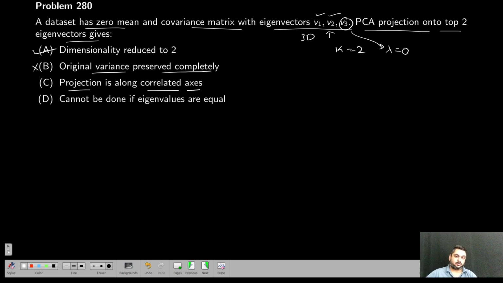Projection is along correlated axis. Projection may not always be along the correlated axis, because correlated axis means one of the dependent columns or rows will be removed. So again, your lambda will be equal to 0. So there will be no projection on this. Cannot be done if eigenvalues are equal. This doesn't apply. Even if the eigenvalues are equal, I will get the eigenvectors for that projection.